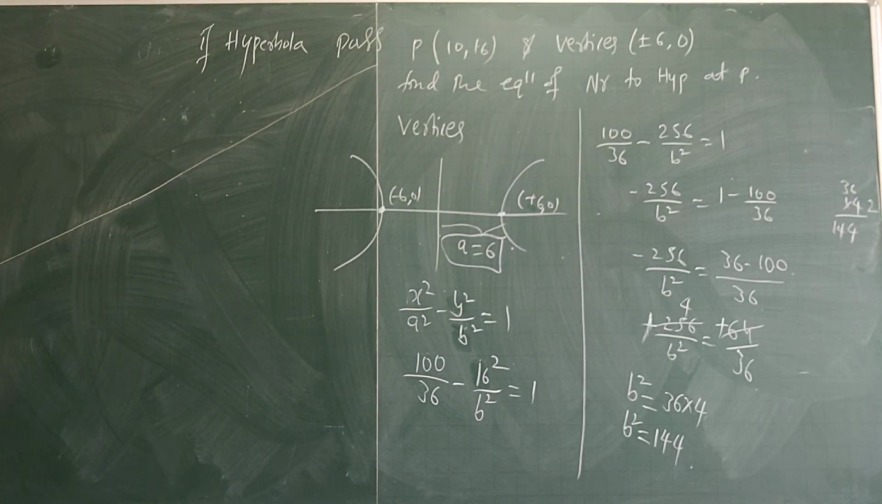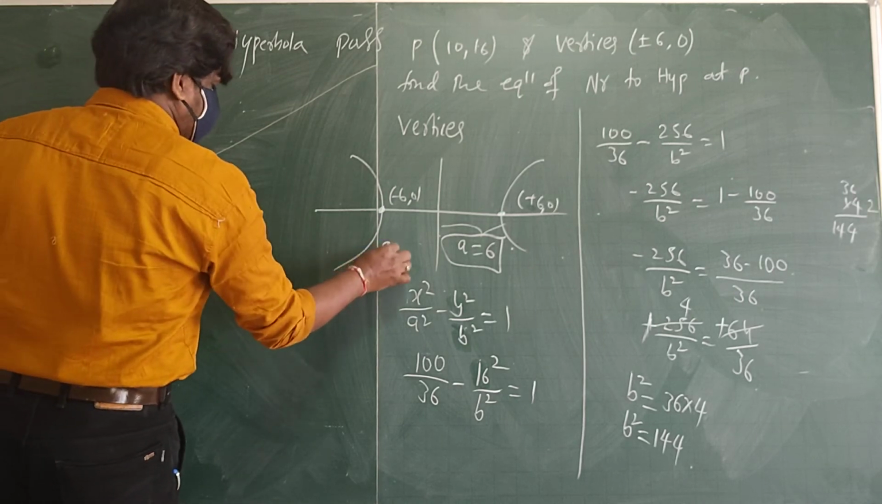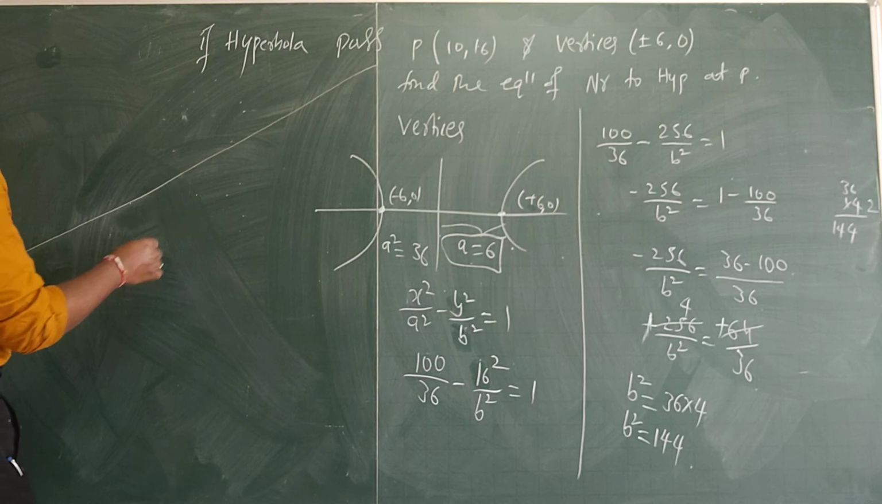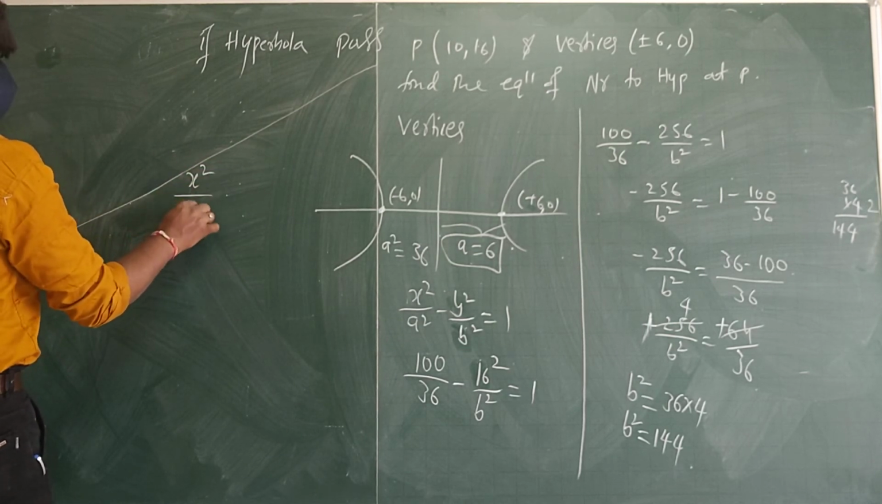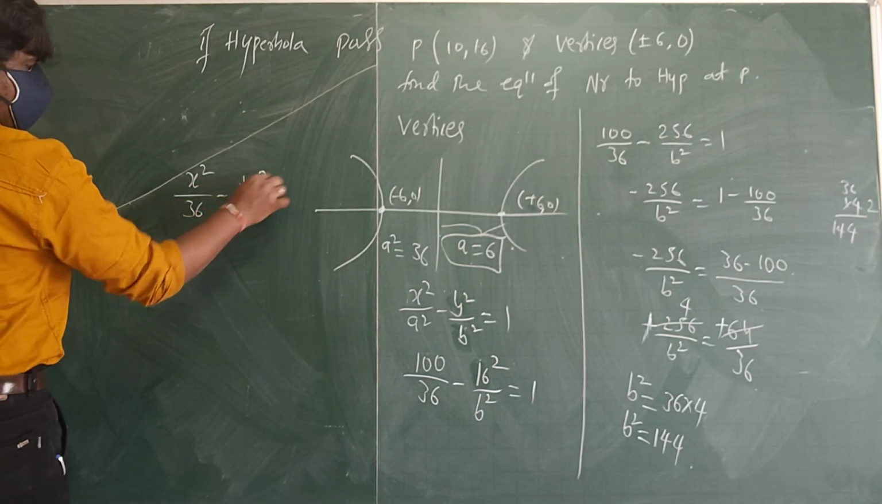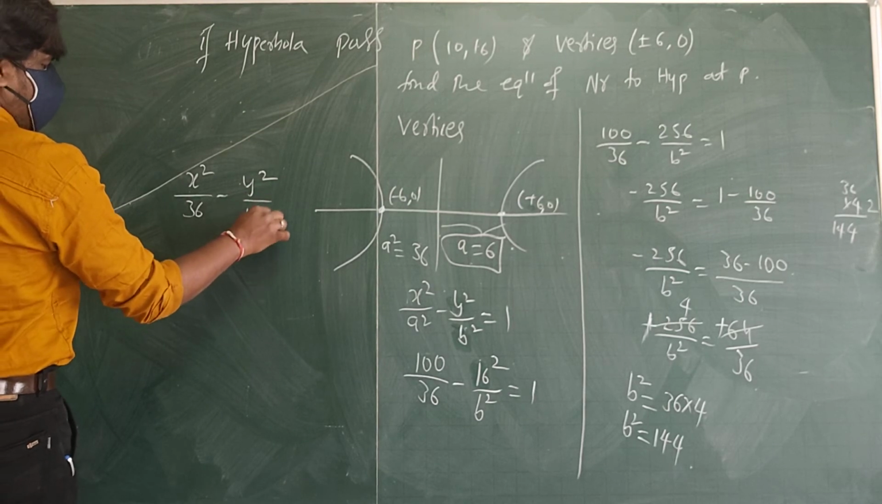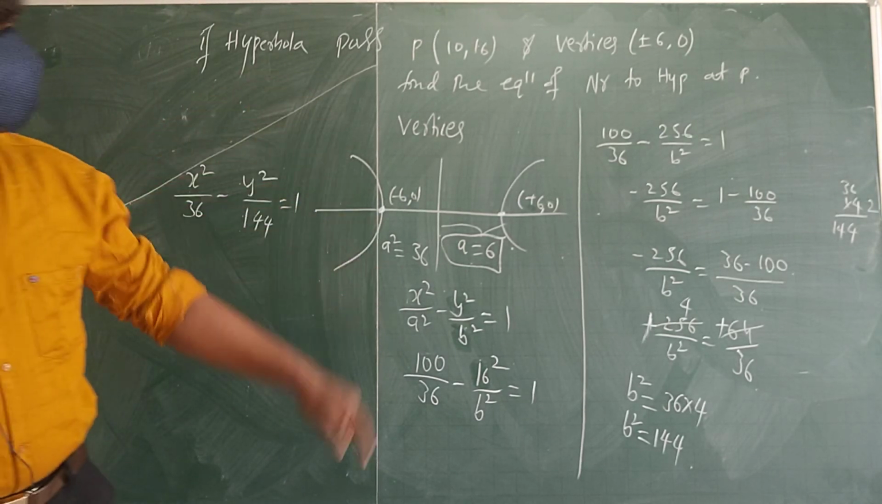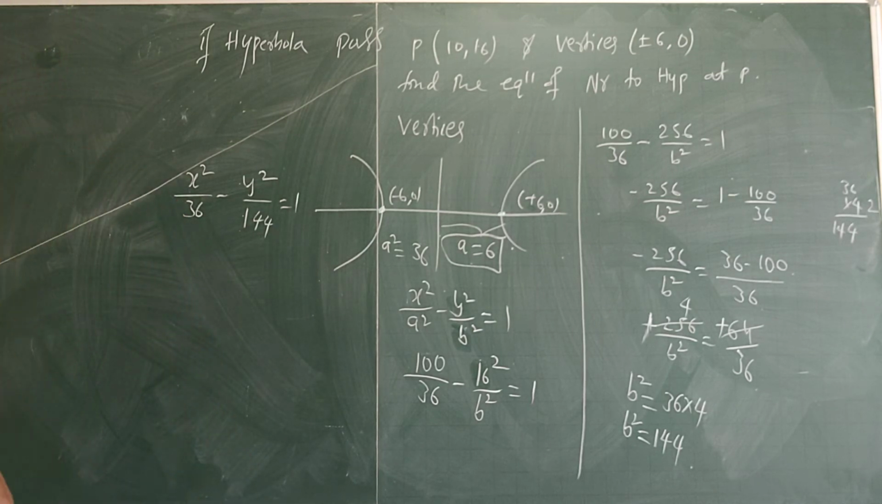A square you got 36, because a is 6. So what is the equation of the hyperbola? x square by 36 minus y square by 144 is equal to 1. It is asking to find the equation of the normal. Tell me the equation of the normal formula at a given point.